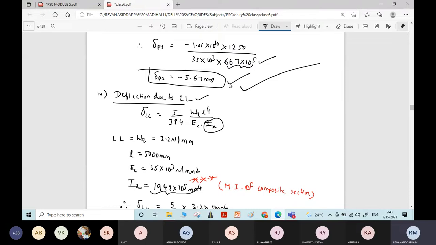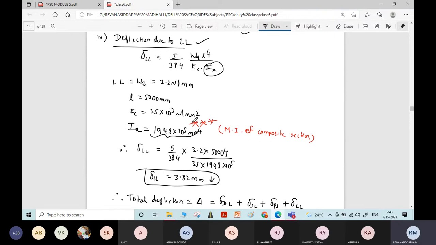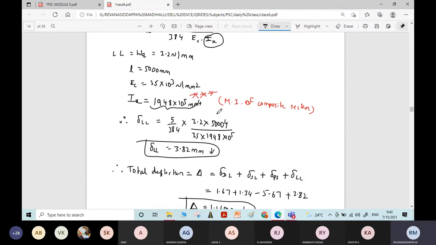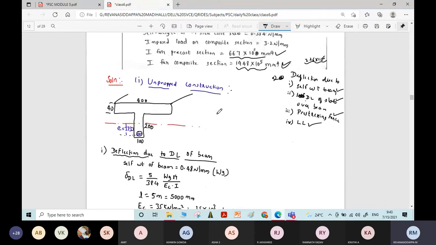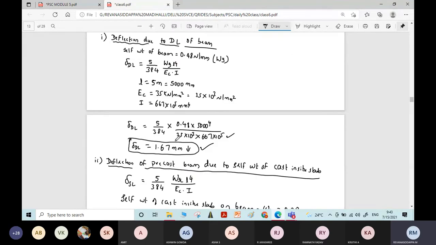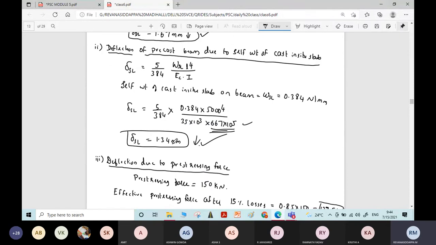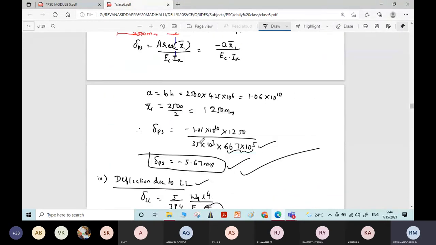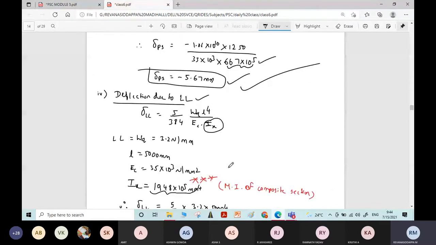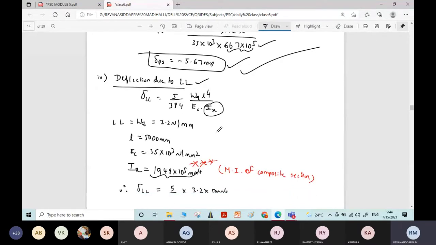Up to here, the procedure is the same, only the calculation is different at this step, deflection due to live load. What I will do, I will copy the same answers. I am not going to repeat the calculation once again. Deflection due to dead load is 1.67, deflection due to slab weight on the beam is 1.34, deflection due to pre-stress is 5.67. Wherever you have used the moment of inertia of the beam alone, there you will get the same answer. Wherever you are using the moment of inertia of the composite section, then only the calculation will change. These values remain the same, only this moment of inertia value changes. It becomes 226 into 10 power 6.